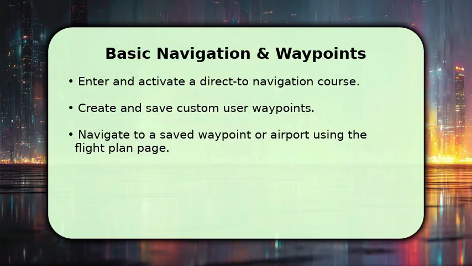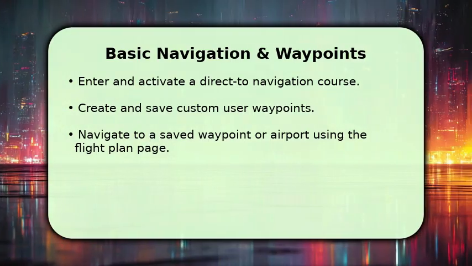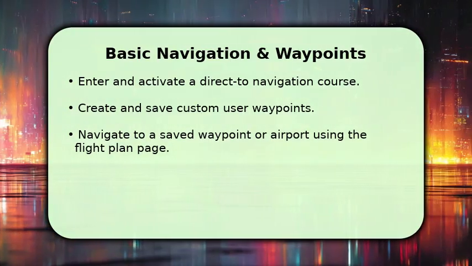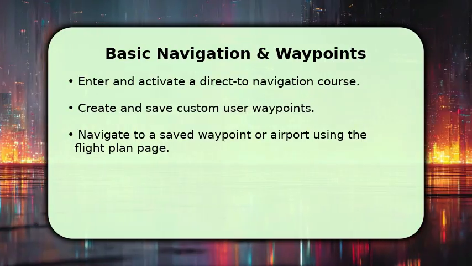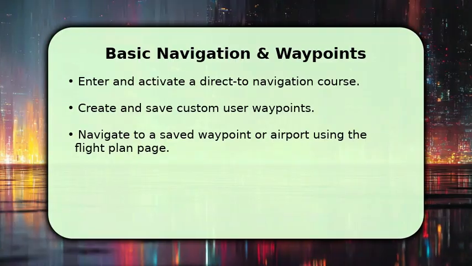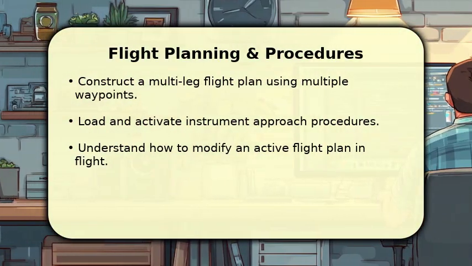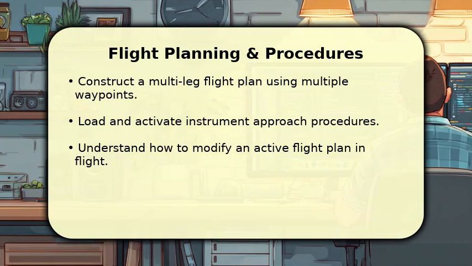For custom waypoints, navigate to the Waypoint page, select User Waypoint, and input the coordinates or a reference point. Save it, and then you can select it from your flight plan for easy navigation, ensuring precise tracking to your chosen location. Creating a flight plan involves pressing the FPL button and adding waypoints sequentially using the knobs.